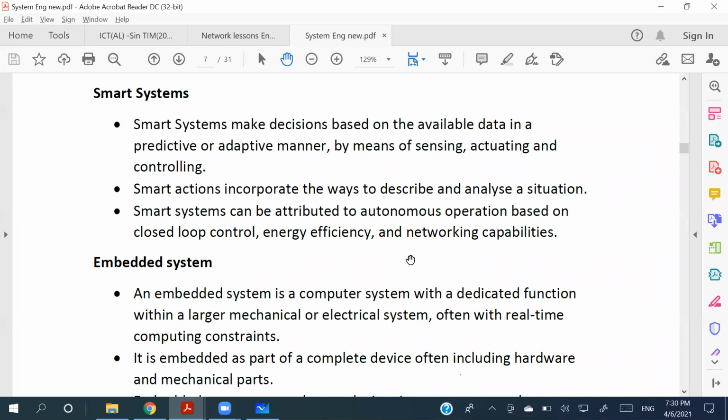Right? So when it comes to the smart system, the user will not experience the computing. They experience their environment, which becomes so much easier for him or her. Right? Because the smart system takes care of the things on behalf of him or her.